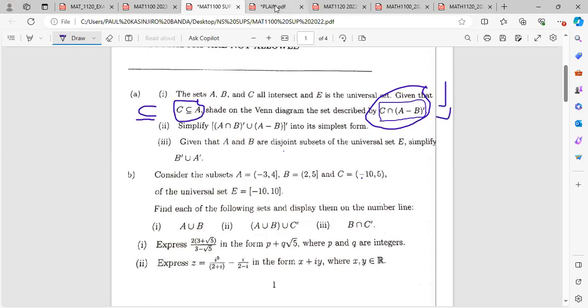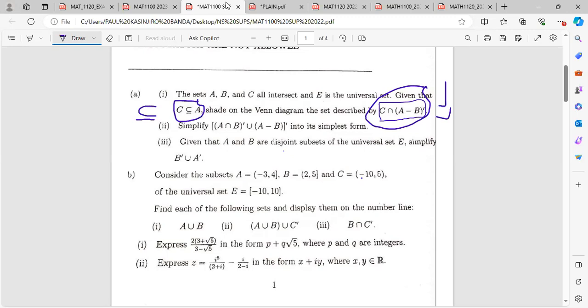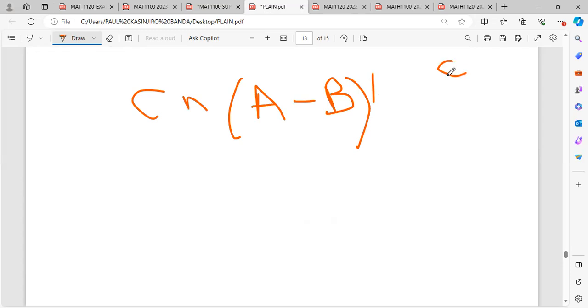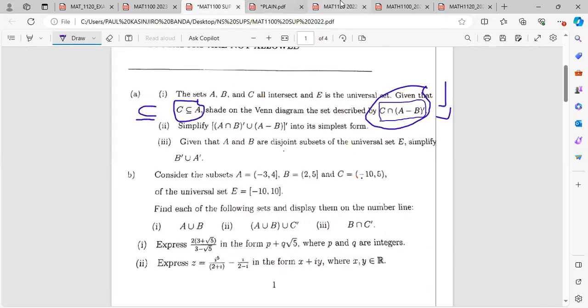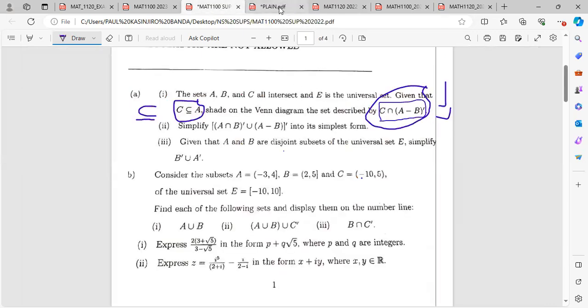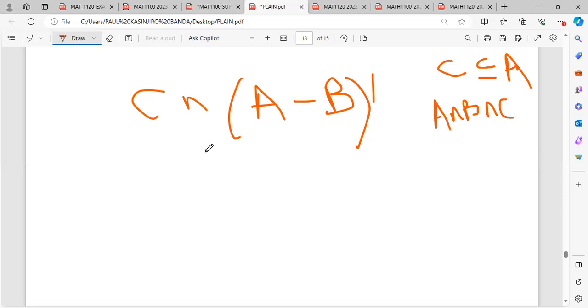Now they want us to shade this, okay? So let me go to my board. Okay, so there they say C intersection, open brackets, A minus B complement. Okay, taking note that C is a proper subset of A, and all the sets A, B, C, they all intersect, according to this information here. Okay, so how do we shade this given set here?